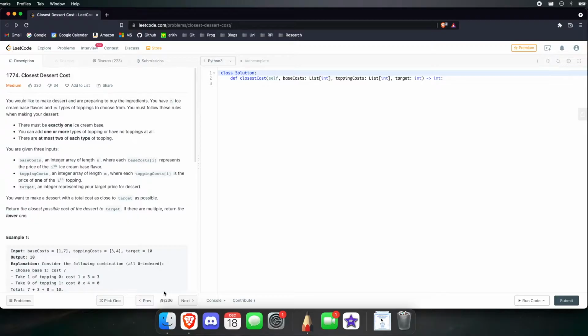This problem is called closest dessert cost. You would like to make dessert and are preparing to buy the ingredients. You have N ice cream base flavors and M types of toppings to choose from. You must follow these rules when making your dessert.